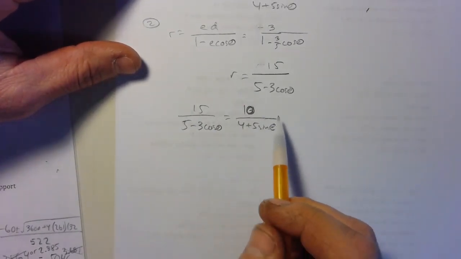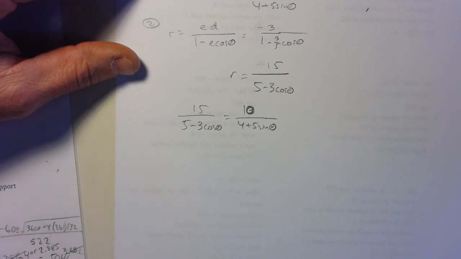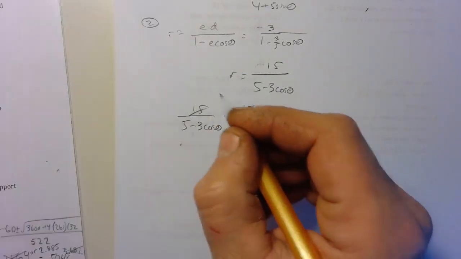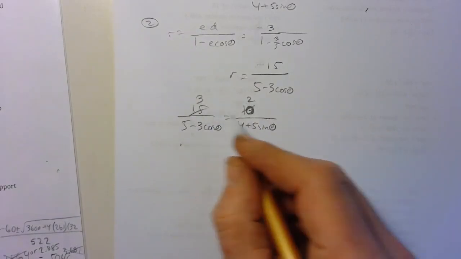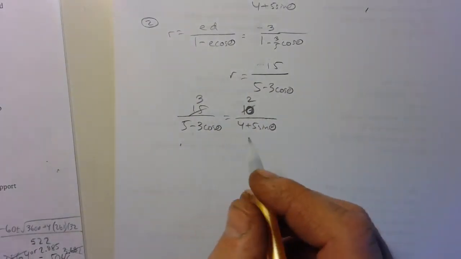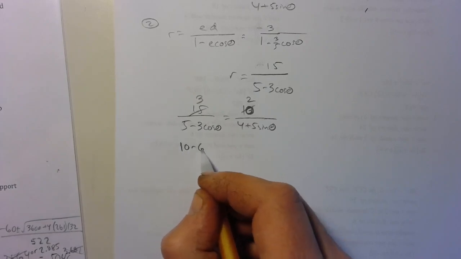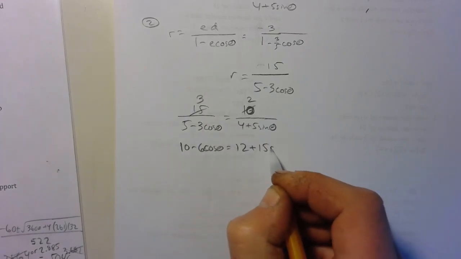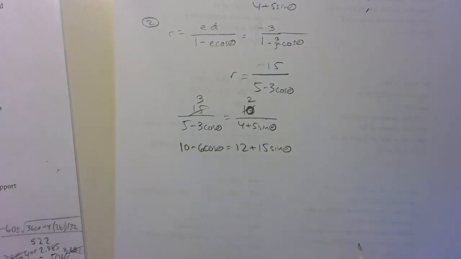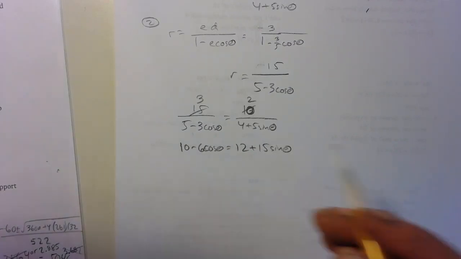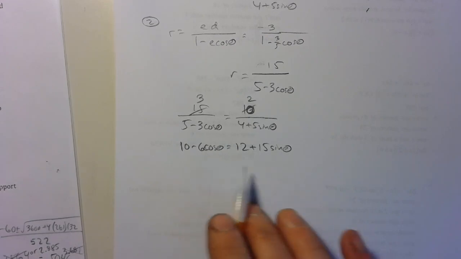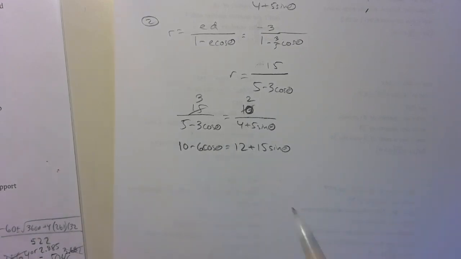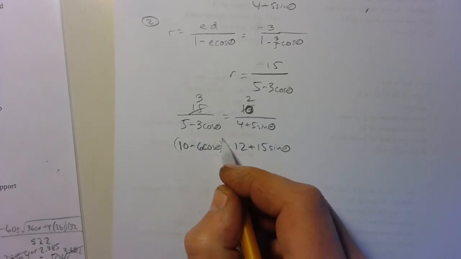Because of that, I'm going to need to solve this. I'm going to cross multiply, but actually, let me reduce this first. Divide both by 5, and then I'll cross multiply. So I'll have 10 minus 6 cosine theta equals 12 plus 15 sine theta. I'm going to square both sides. Remember, we've done equations like this before. We square both sides so we can use an identity for this one.